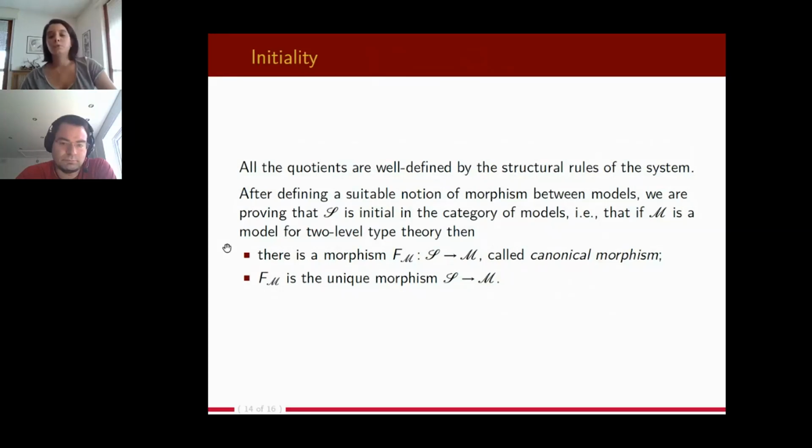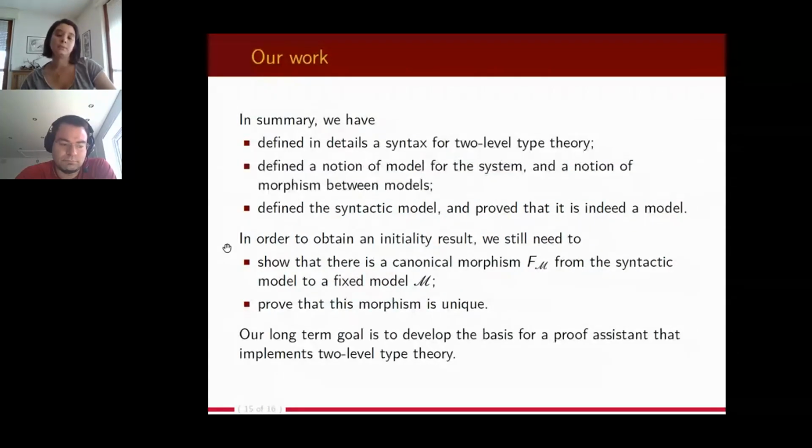Now, we want to prove the initiality result, and to do so, we need to show that there is a canonical morphism from the syntactic model to another fixed model M, and then prove that this morphism is unique. And our long-term goal is to develop the basis for a proof assistant which implements level type theory.